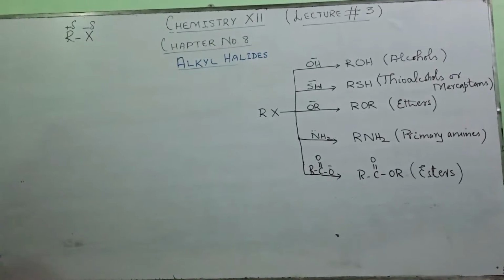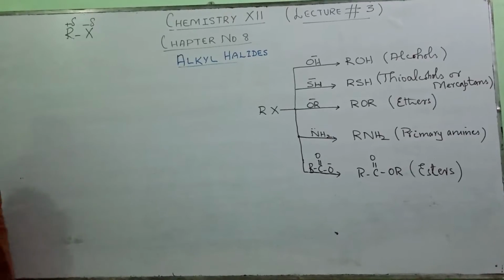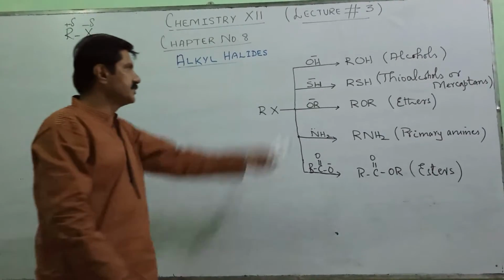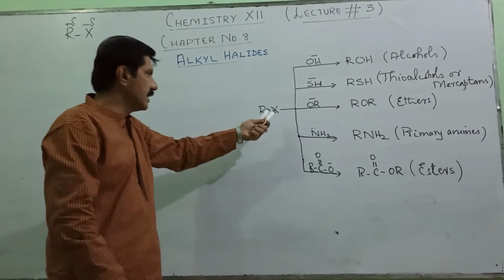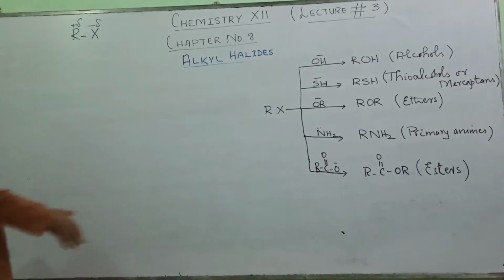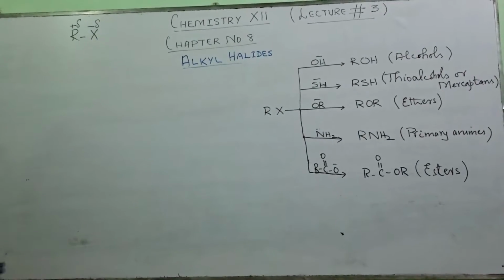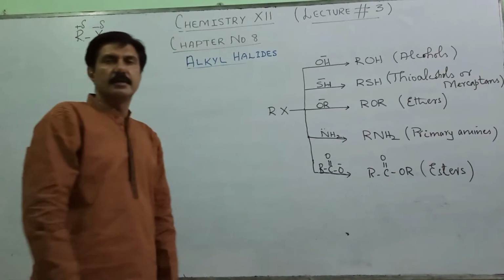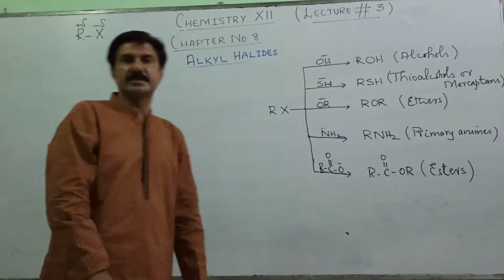So these are a few examples of the nucleophilic reagents which are stronger bases than the halogen atom. They can easily replace the halogen atom from the alkyl halide molecule to give you certain nucleophilic substitution products.